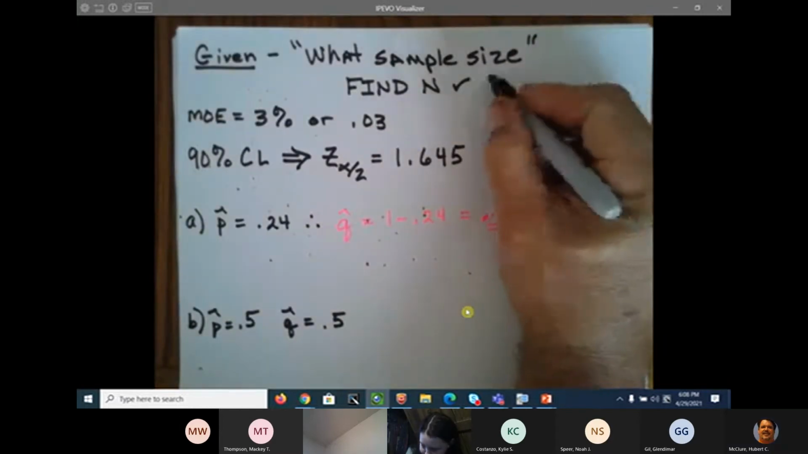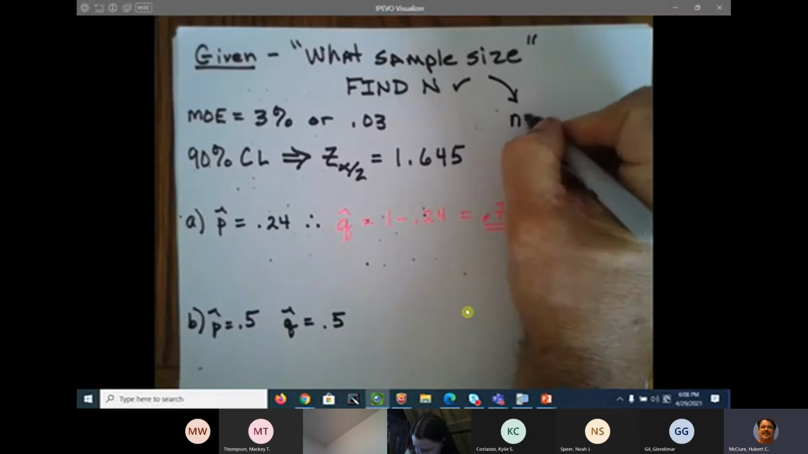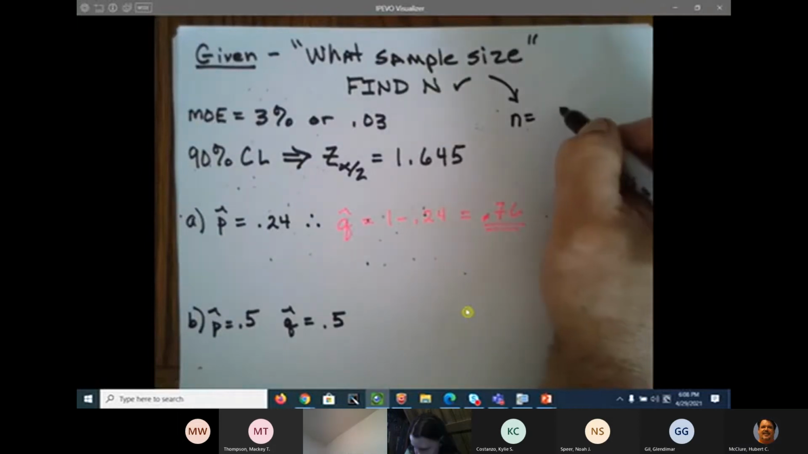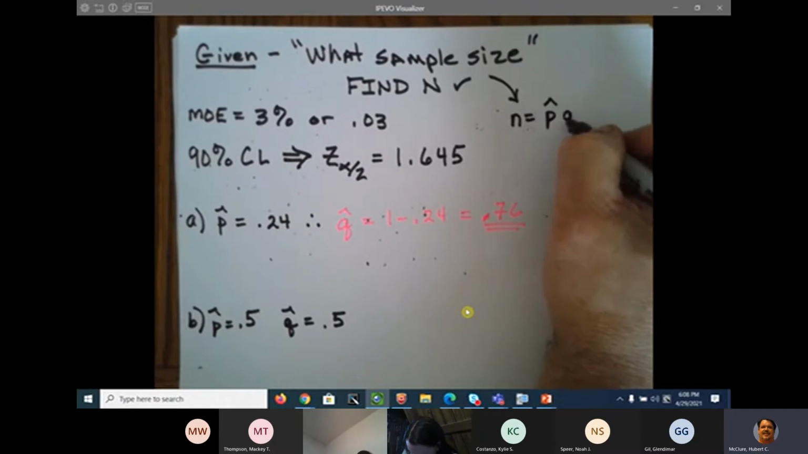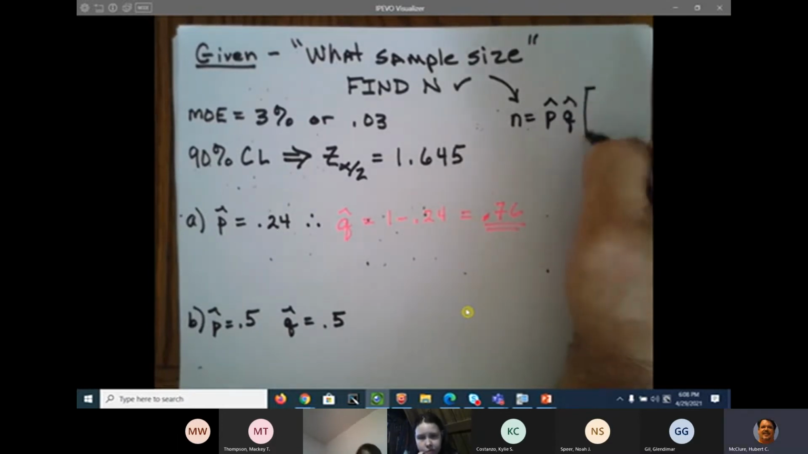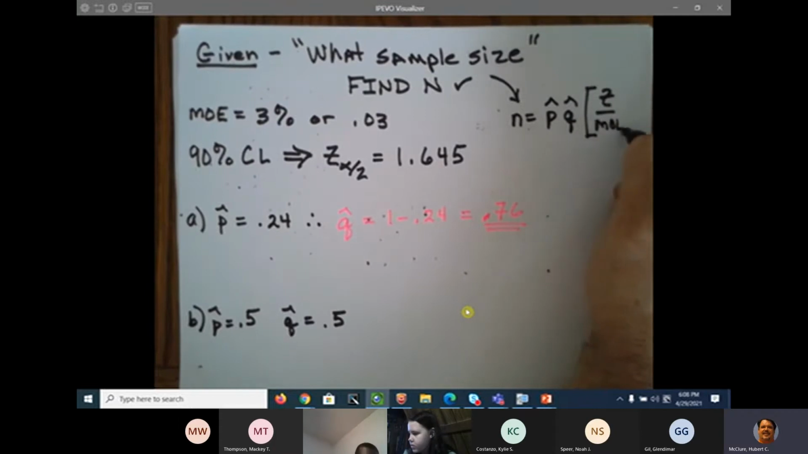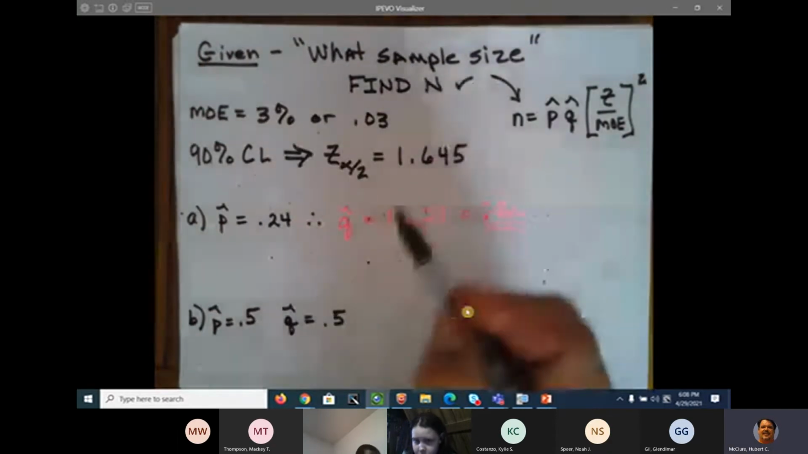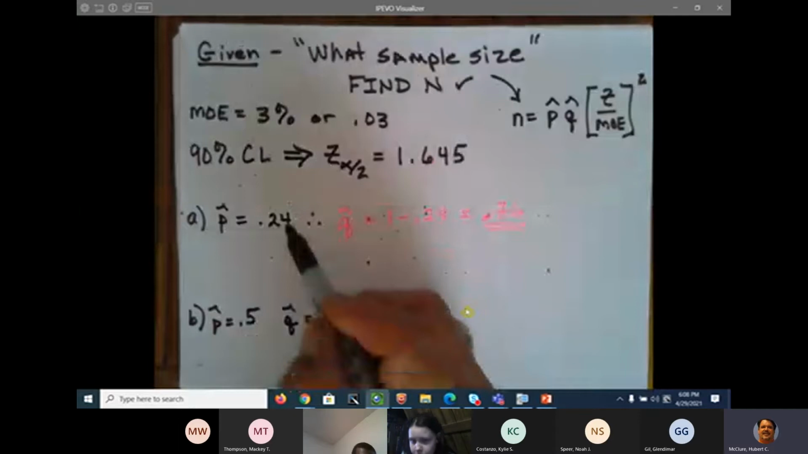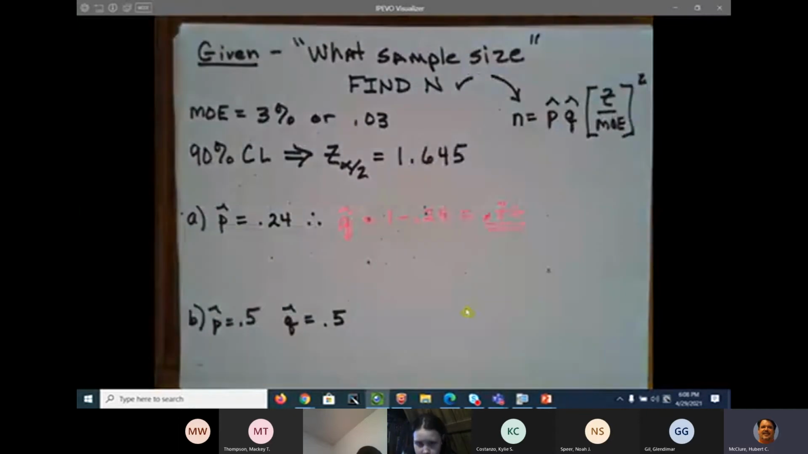N is equal to P hat times Q hat times Z over margin of error raised to the second power. I want y'all to plug and chug for A and B. I want you to plug and chug into that formula. So I'll give you a minute or two to go ahead and start.